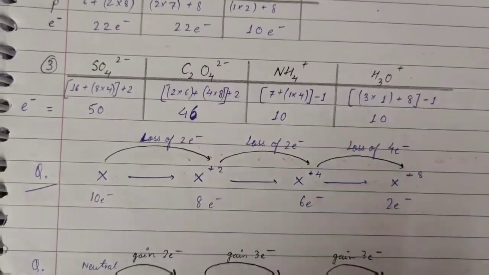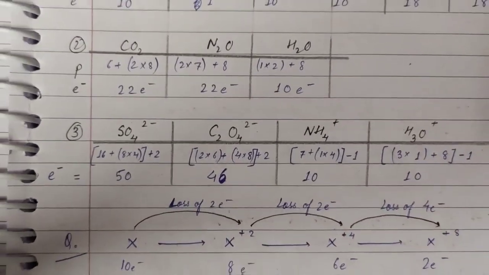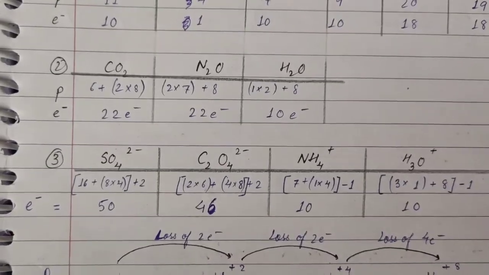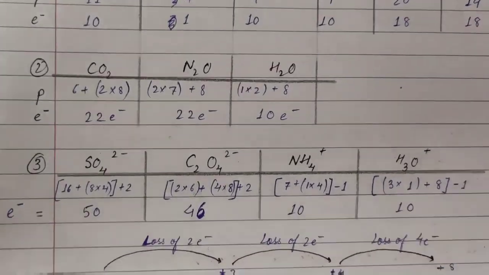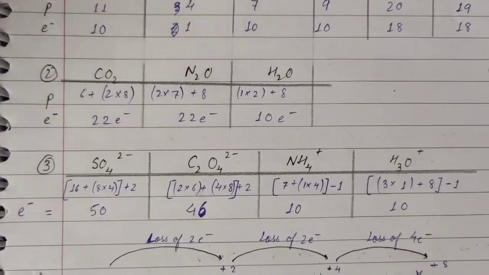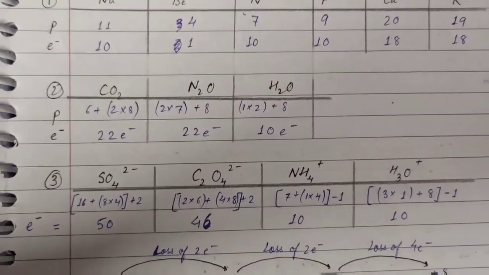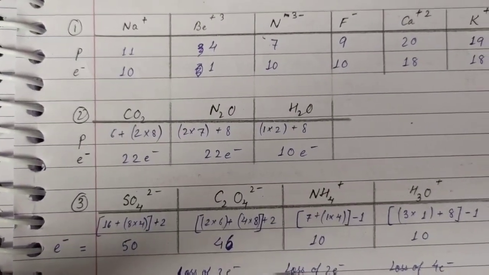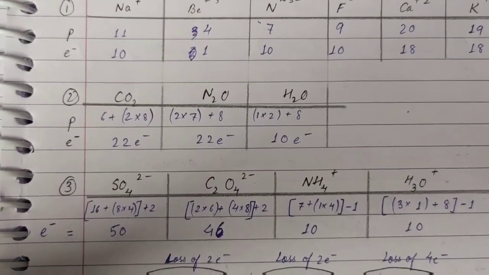Now there are some ionic compounds also. SO4 2 minus. Sulfur has 16 electrons in its neutral state. Now oxygen has 8 electrons in its neutral state. So it becomes 16 plus there are 4 atoms of oxygen, so it becomes 8 into 4, which becomes 32.